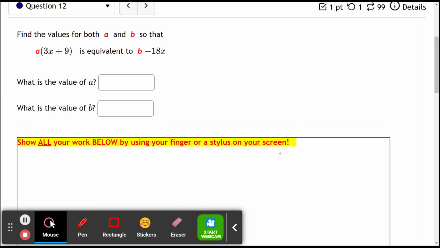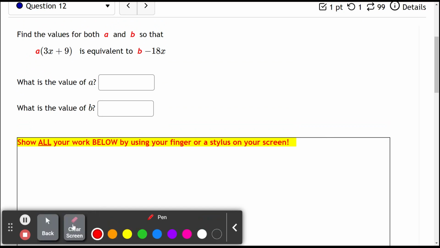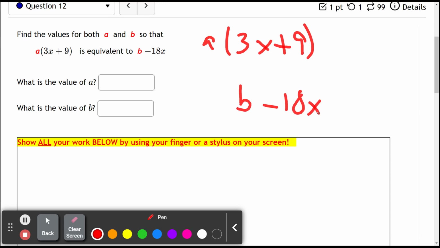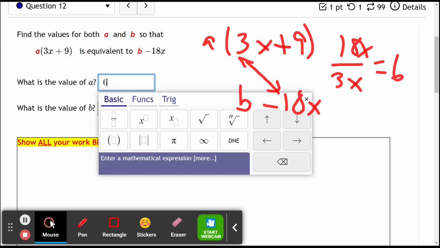Okay, for this one, we have, let's see if I can use this. So we have A is 3x plus 9. And then we have B minus 18x. So what that tells me is I see these two x terms right here. They're connected. If I do 18x divided by 3x, the x's cancel out, and 18 divided by 3 is 6. So that means A has to be 6.